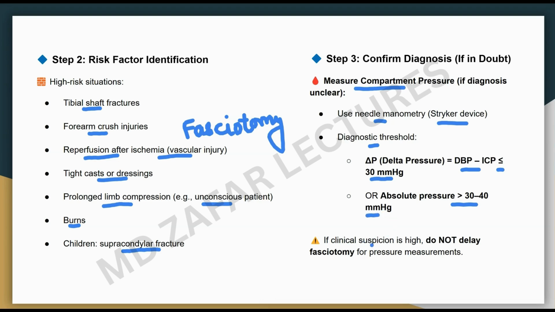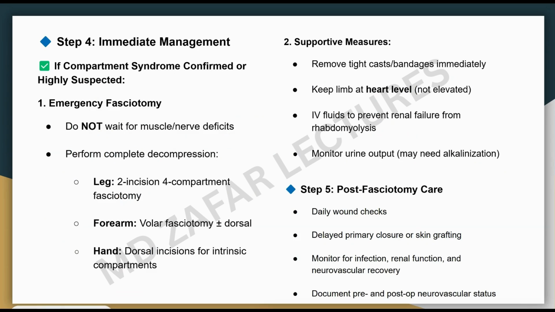If the suspicion is high, do not delay fasciotomy. It can be asked in the form of an MCQ: would you be keeping the patient on observation or would you be going for the fasciotomy? If there is a high suspicion or even a minor suspicion, then going for fasciotomy is going to be a better option. Then the next step is to actually manage the compartment syndrome, and for that we have the fasciotomy. Do not wait for the muscle and the nerve damage that I have already explained; vessel loss and nerve loss is a late feature.